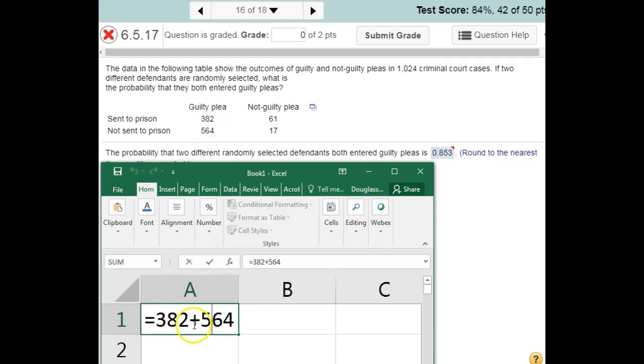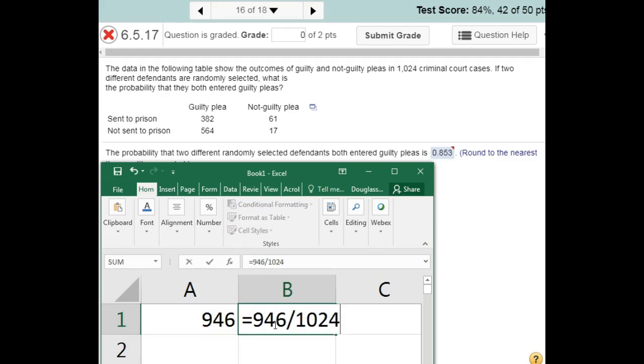Those two numbers add up to a total of 946. So out of the total 1,024, all of these numbers together add up to 1,024, 946 of them entered a guilty plea. So 946 out of 1,024, that's the probability that a randomly selected person enters a guilty plea.